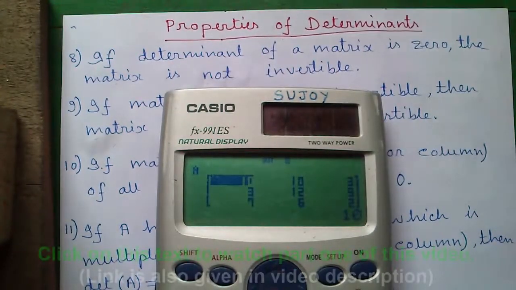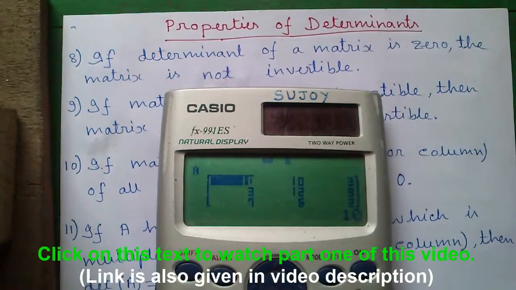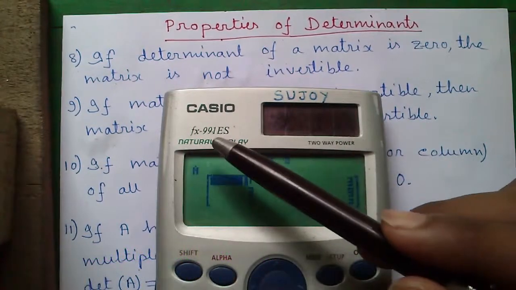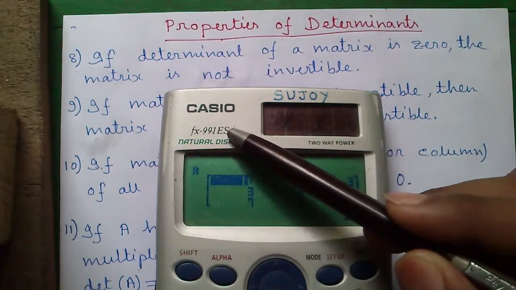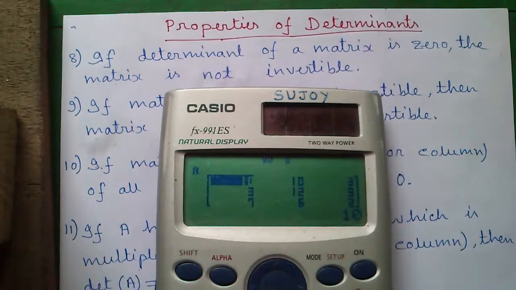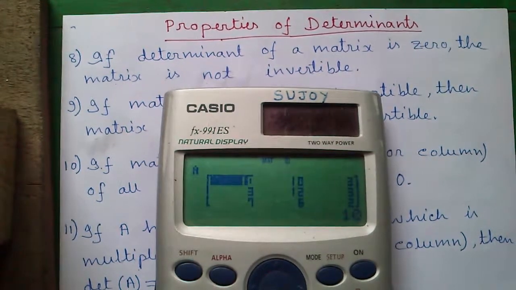of determinants. In these two videos I am telling you 15 properties of determinants in very easy language, but not only that, I am also giving you the proof of the properties on the Casio FX Nano ES scientific calculator. In part 1 of this video I told you the first 10 properties of determinants, and in this part 2 of this video I will tell you the remaining 5 properties of the determinants.